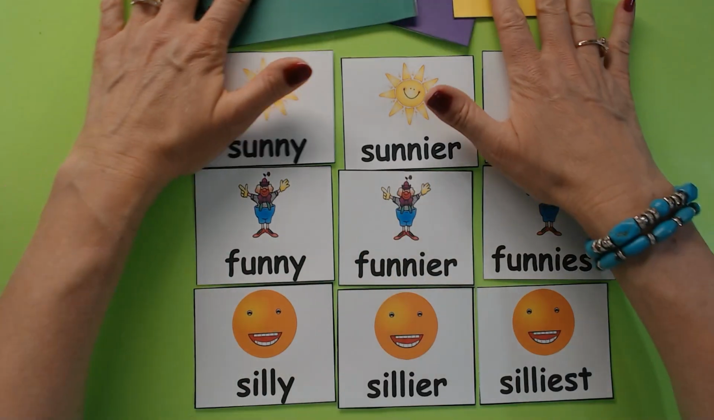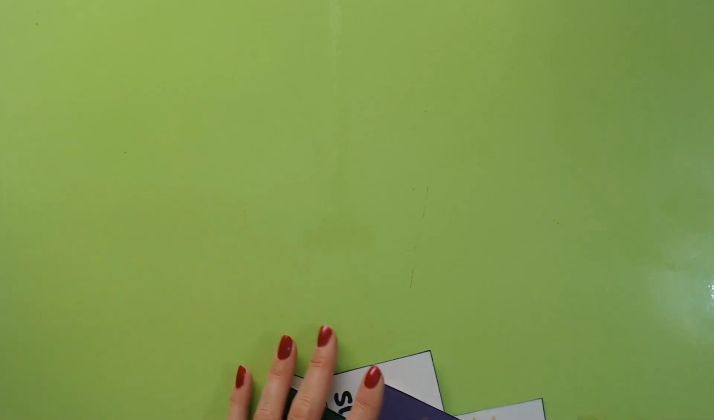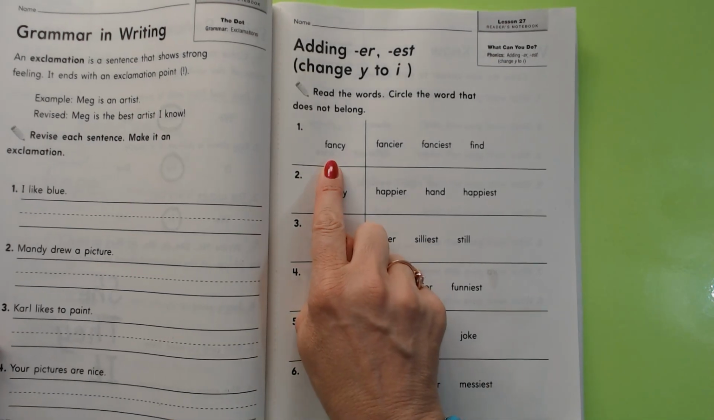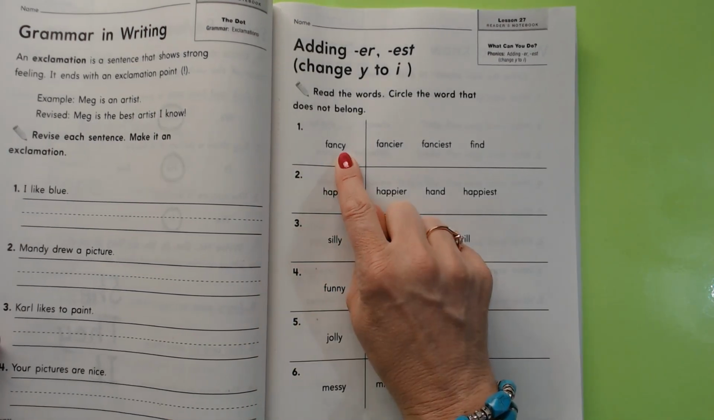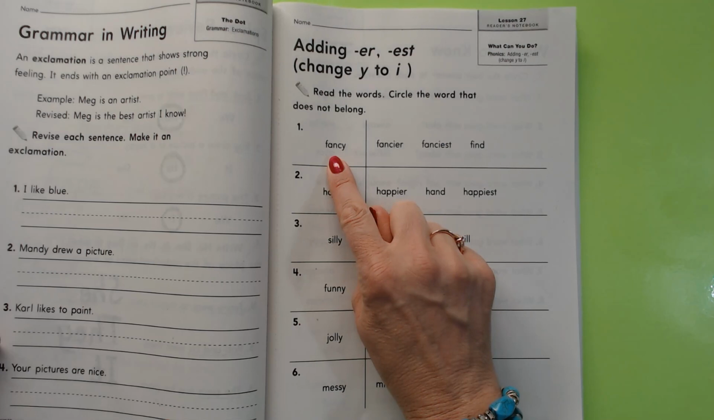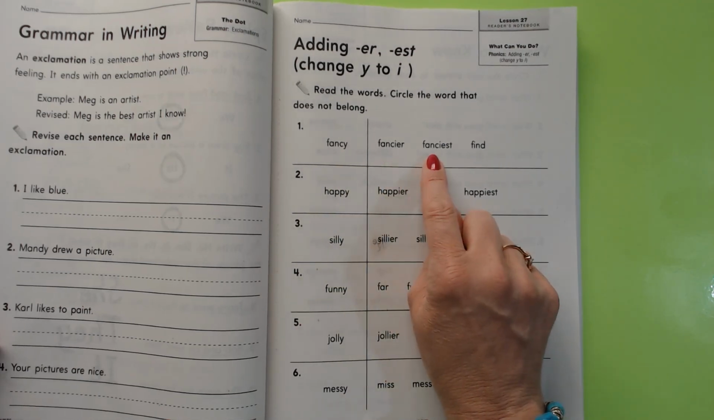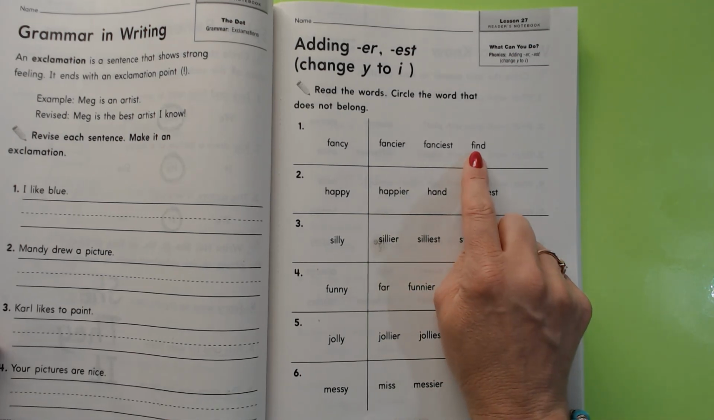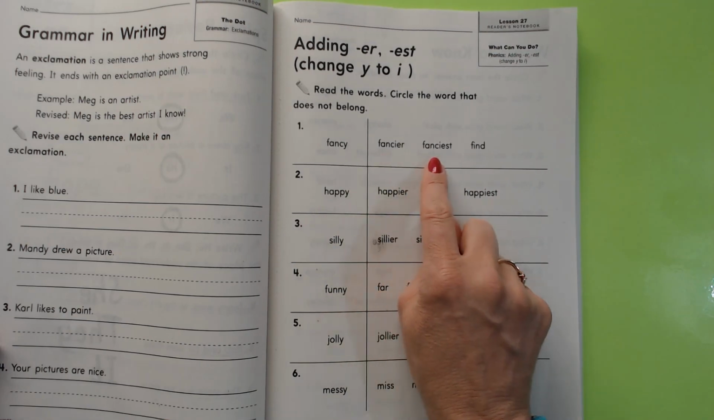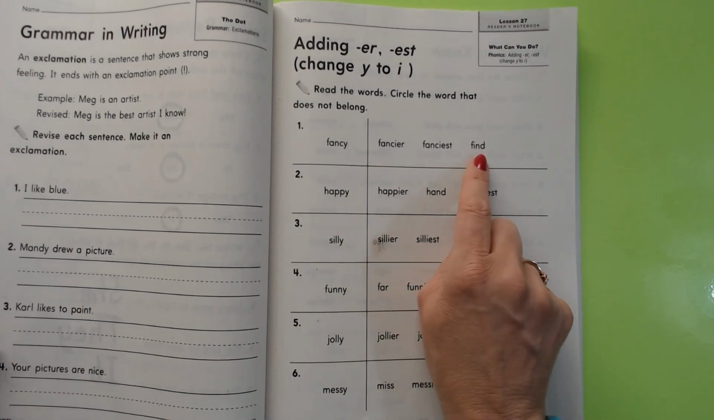Now we're going to look at our practice page on page 167. There it is. We have the base word fancy. It ends with a Y. So this says fancy. This is fancier. This says fanciest. And this says find. Which of these three words does not belong?